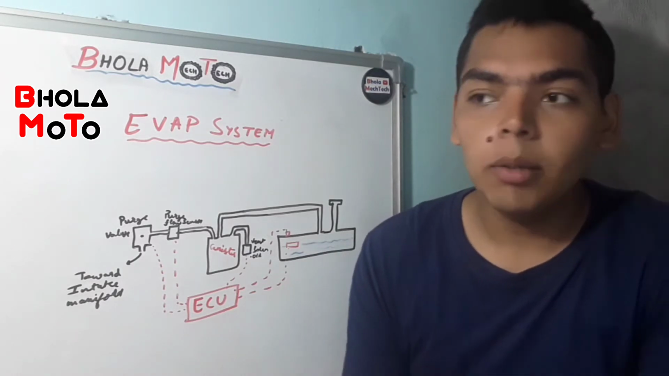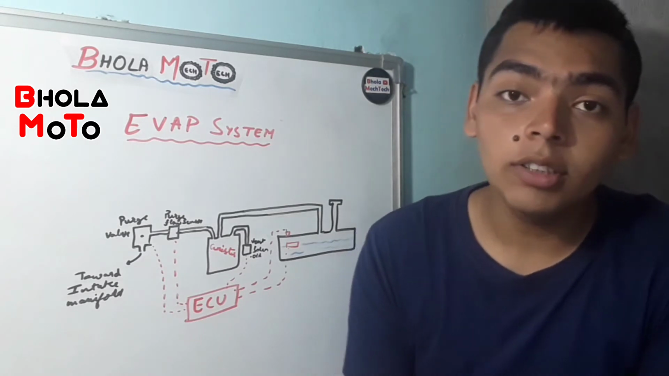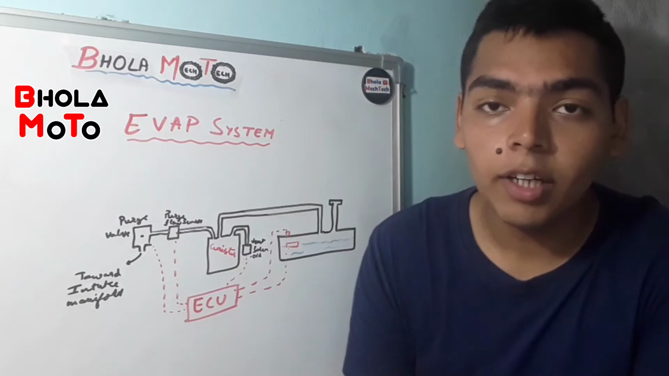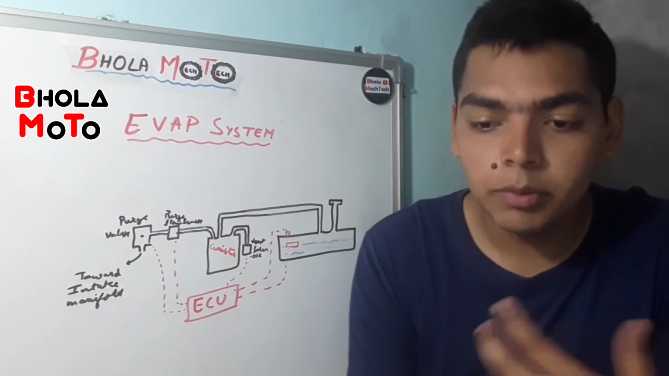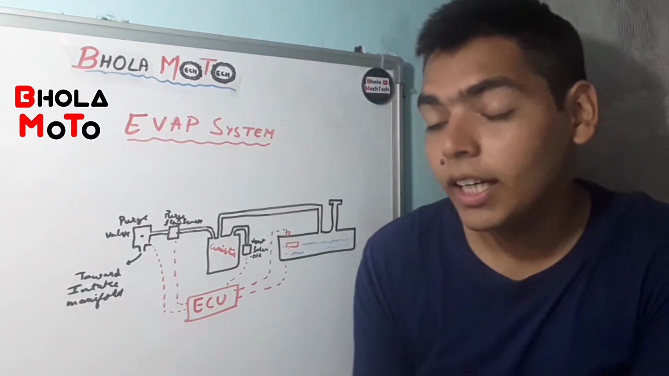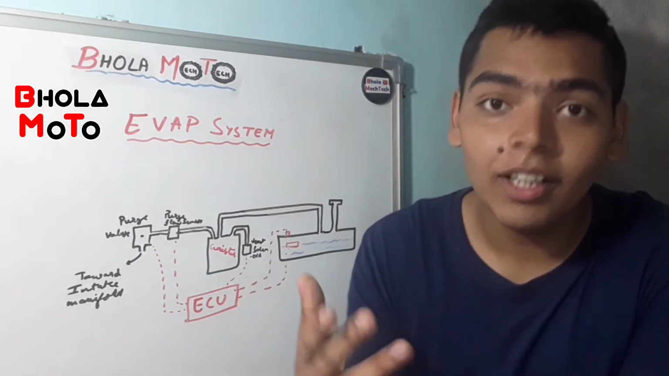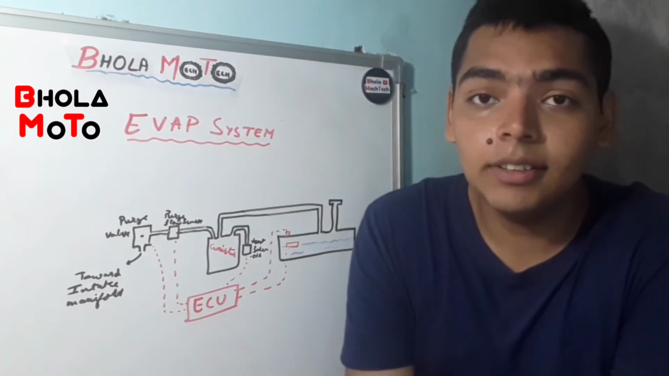This is quite a difficult error code to solve, because finding the leakage inside this Evap system is quite difficult, because the leak can be very small and the leak can be very big. So if it is big, you can easily find it out, but if it is too small, then it is very difficult to find that out. So it's up to your luck how you are going to tackle this error code.